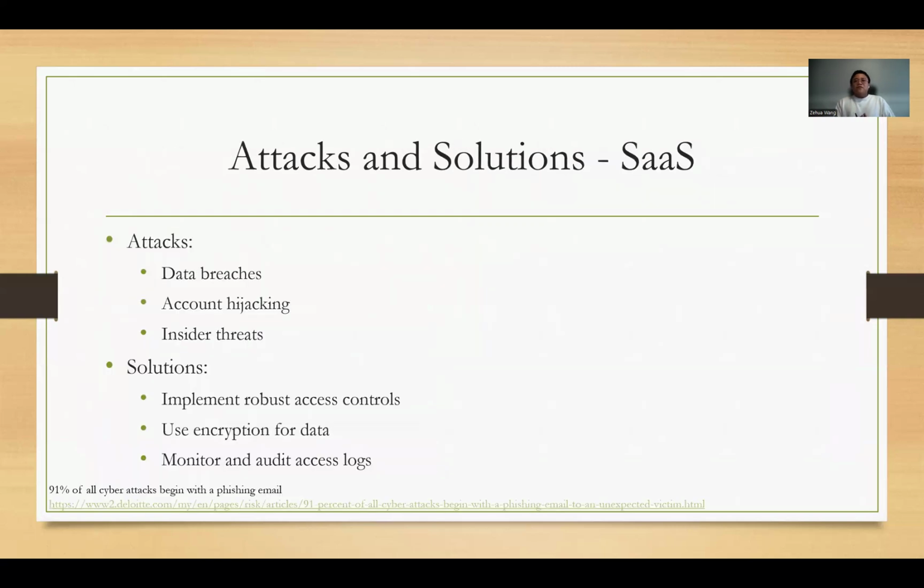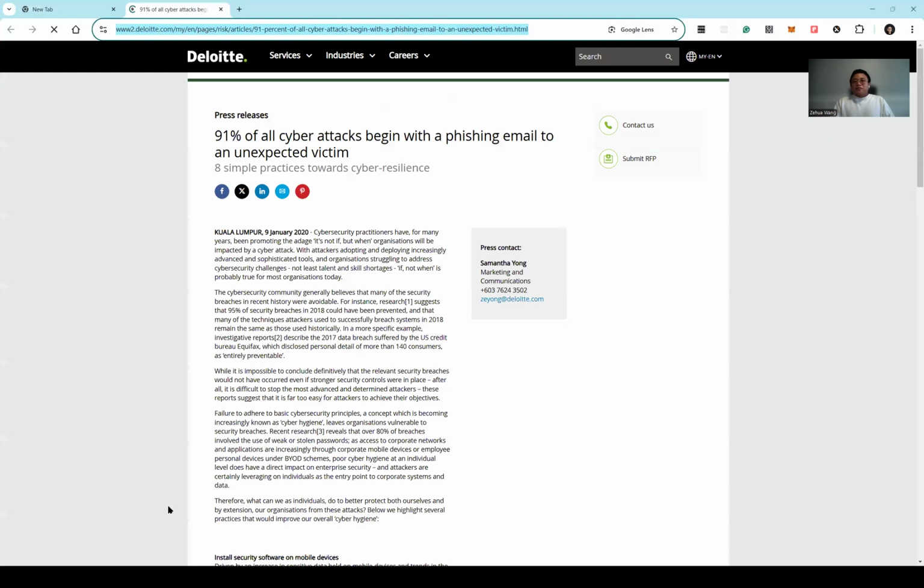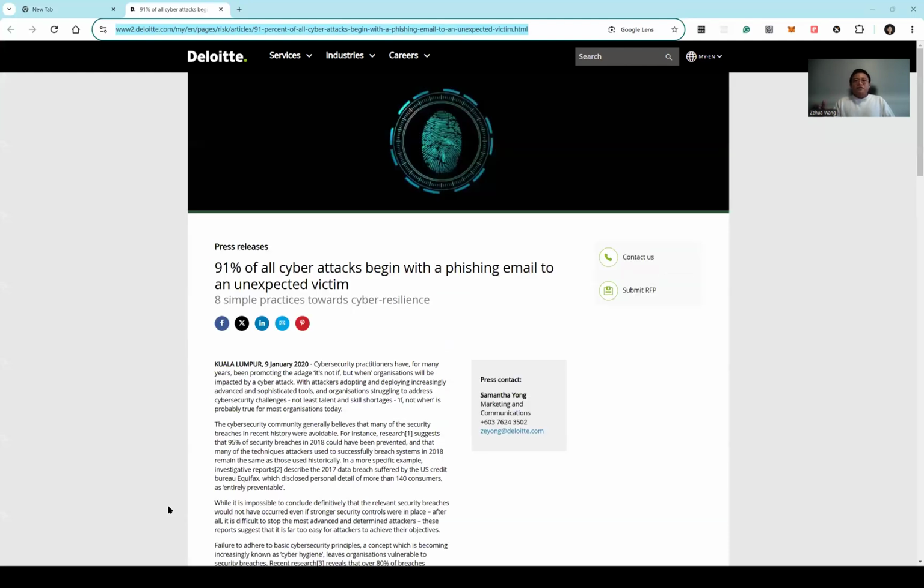So first, we have mentioned phishing, data breaches, and insider threats in SaaS. For example, in 2020, a popular SaaS email service suffered a phishing attack that compromised over 100,000 accounts. Attackers sent fraudulent emails designed to look like legitimate password reset requests, tricking users into divulging their credentials. Deloitte did an investigation, and here is the link. It shows that more than 91% of all cyber attacks begin with a phishing email.